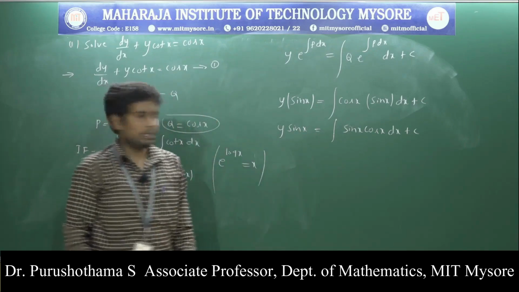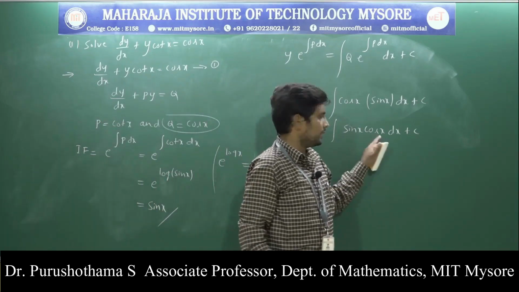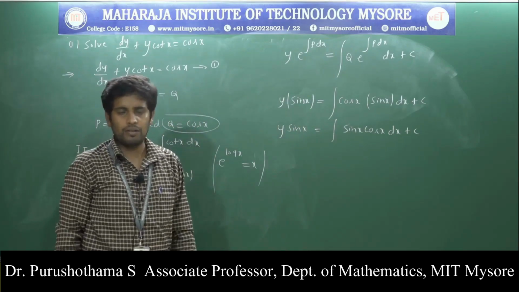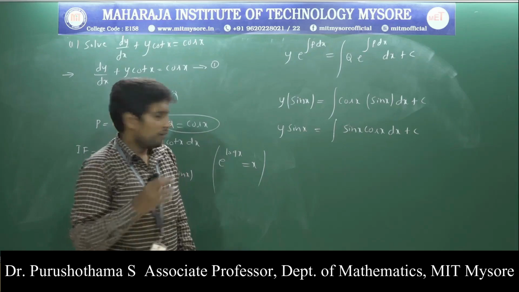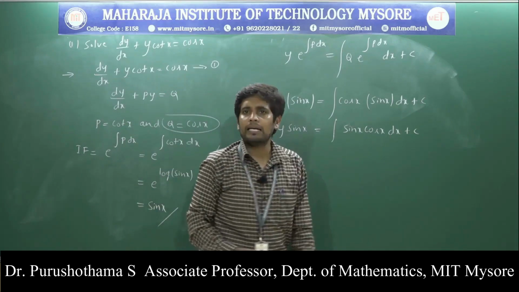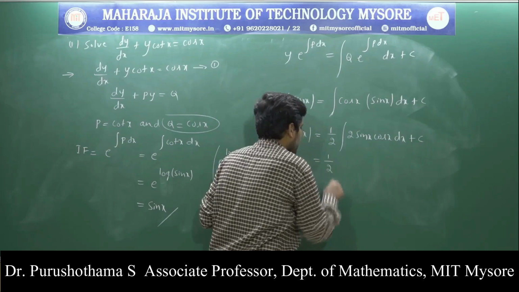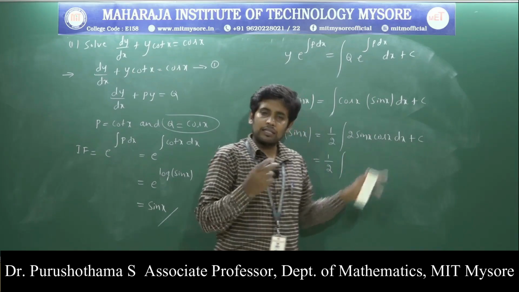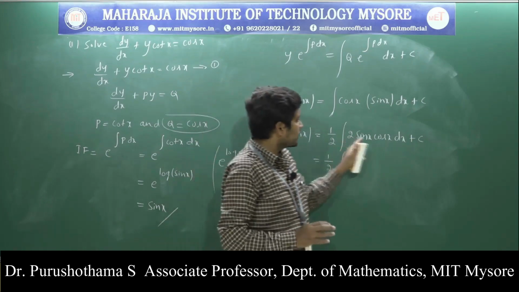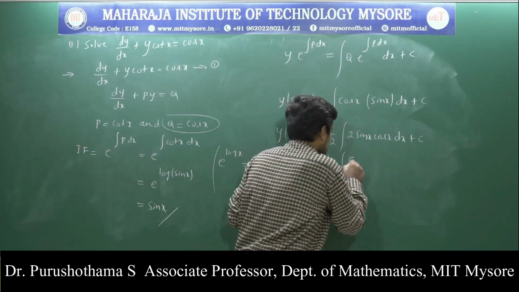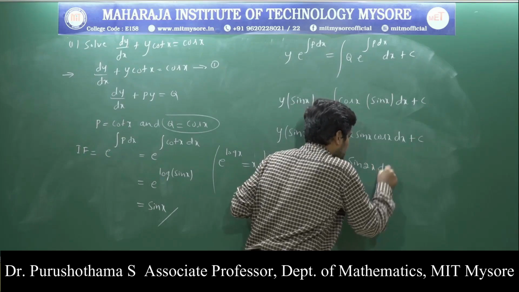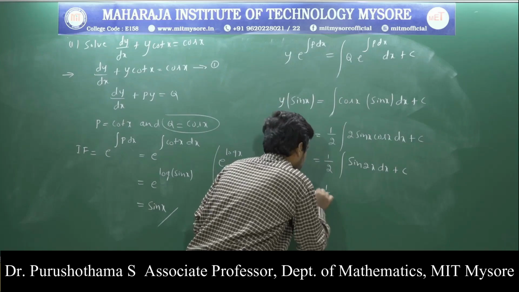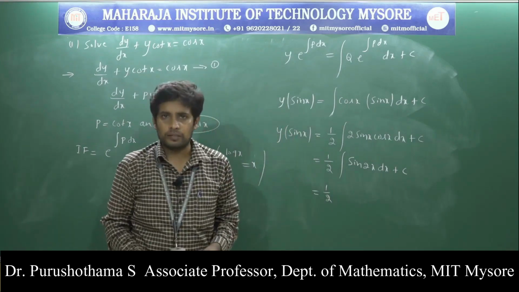For further continuation, integration of this term sin x into cos x. Direct integration is very difficult to find the integral value. Therefore, for our convenience, in this equation we multiply and divide by 2, so 1 by 2 times the integral. We know that 2 sin theta into cos theta is nothing but sin 2 theta. Here 2 sin x into cos x is nothing but sin 2x, with respect to x plus c, or the same as 1 by 2 times the integral of sin 2x.